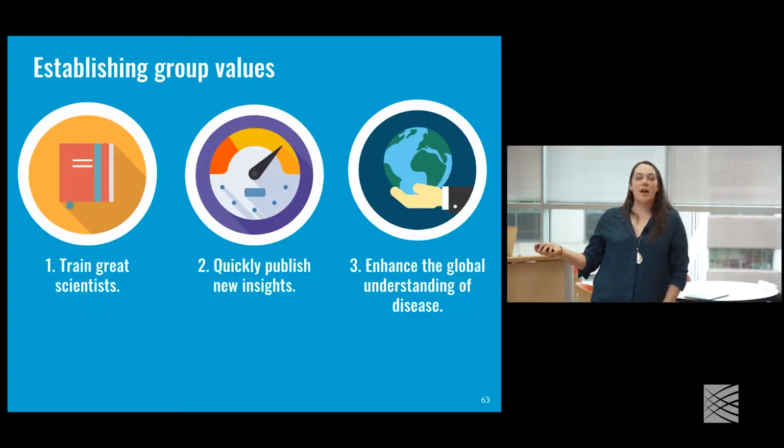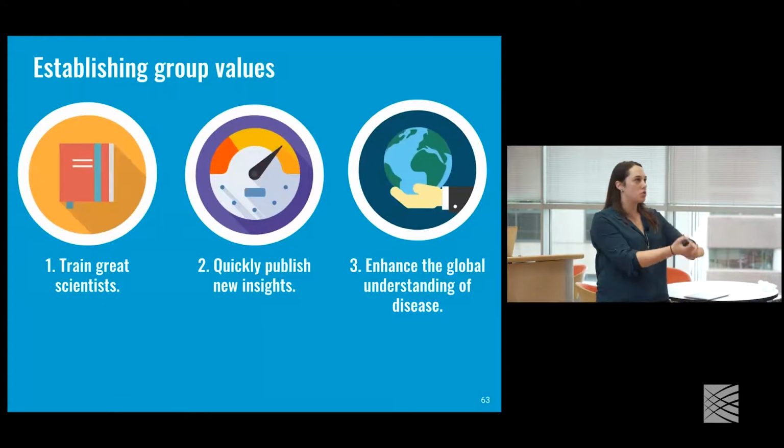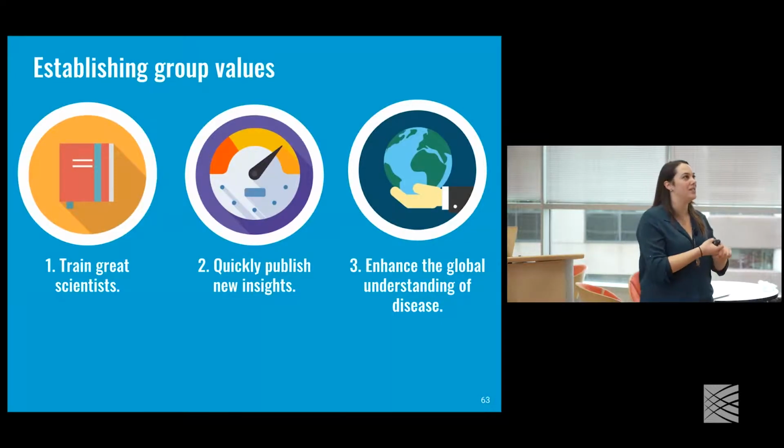So let's say we have an example organization with these established values. So number 1, we're going to train great scientists. Number 2, we're going to quickly publish new insights. And number 3, we're going to enhance the global understanding of disease.